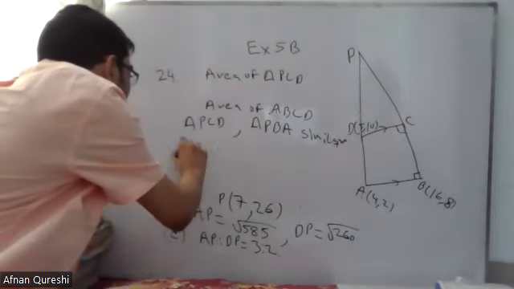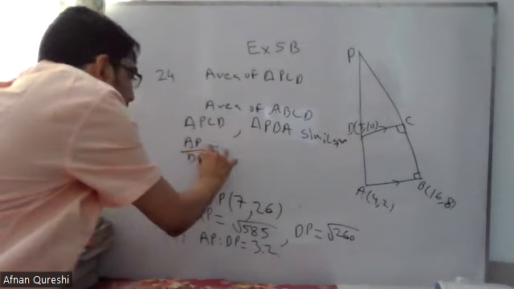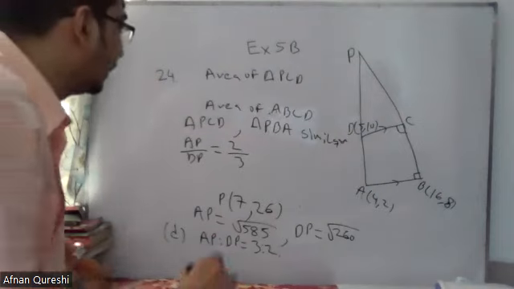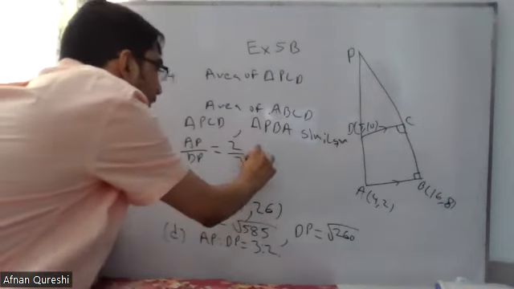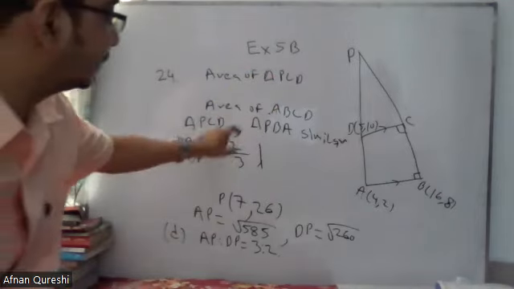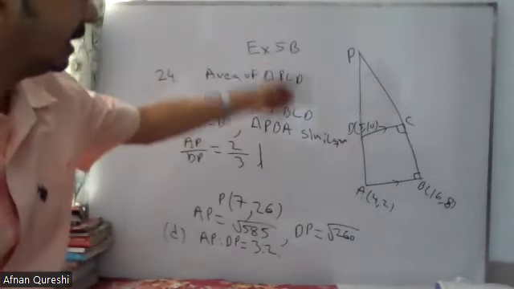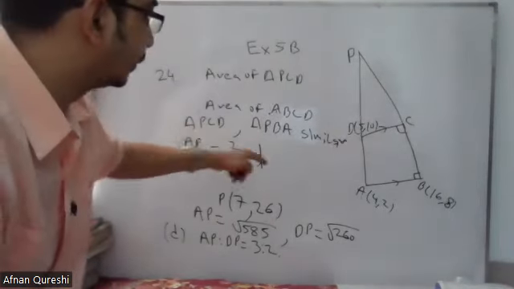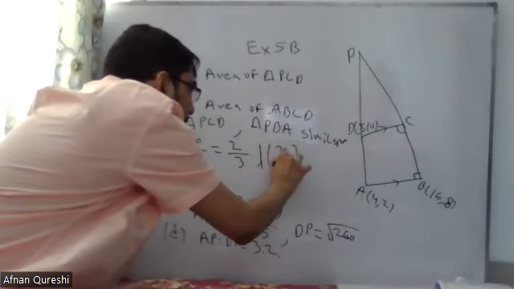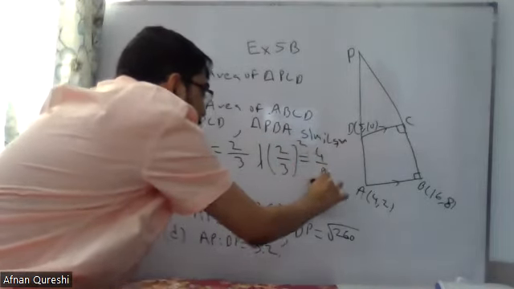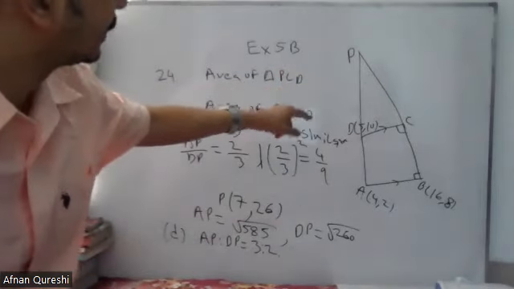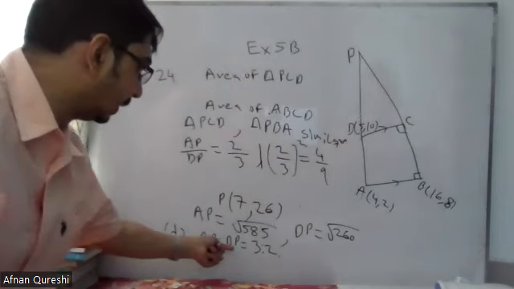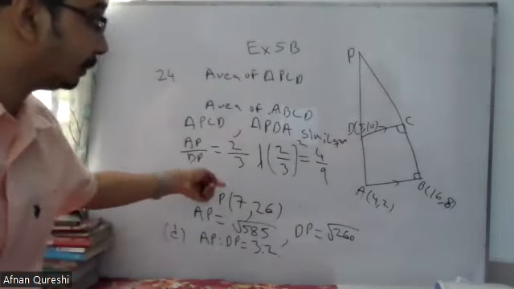So DP by AP is 2/3. That's the ratio of the corresponding sides. So what is going to be the ratio of the areas of the similar triangles? It's going to be 2/3 whole squared, which is 4/9. That is the ratio of the sides, DP to AP, the smaller one by the larger one, so it is 2/3.